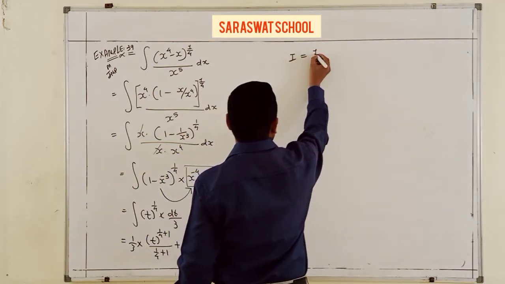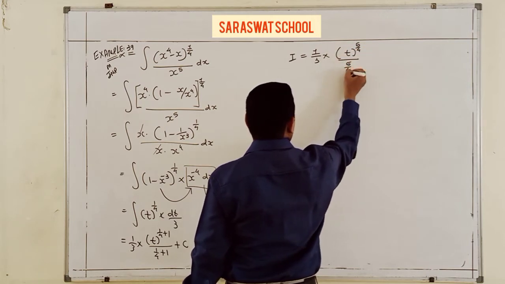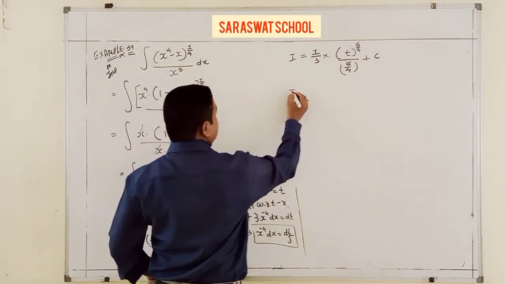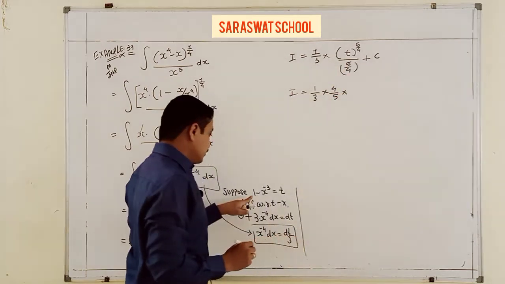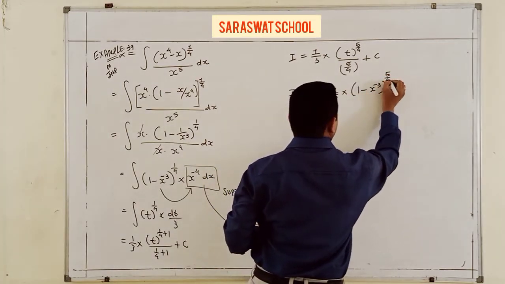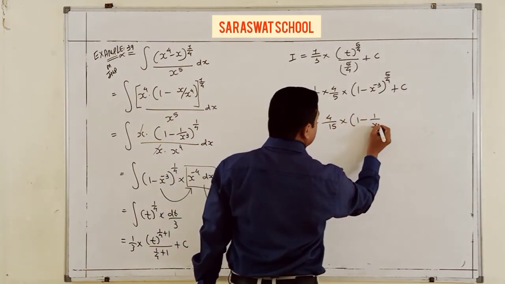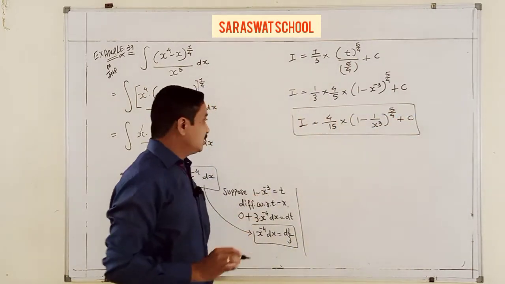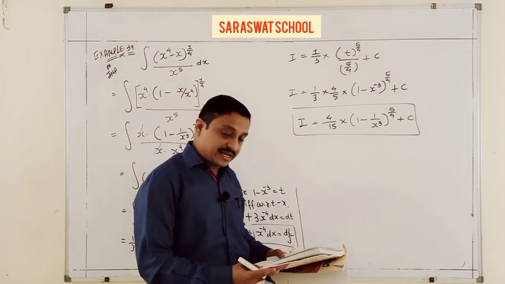Integration I. 1 by 3, t is to 5 by 4. Upon 5 by 4, yes, 4 and 1, 5 by 4. So your final value is 1 by 3, 4 by 5. And what is your t? Is this 1 minus x raised to minus 3? Now 4 by 15, 1 minus 1 by x cube, 5 by 4. And here your final answer, this question is easy, students. Just I check the answer. Yes, correct, 5 by 4.